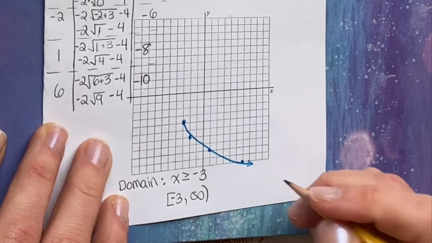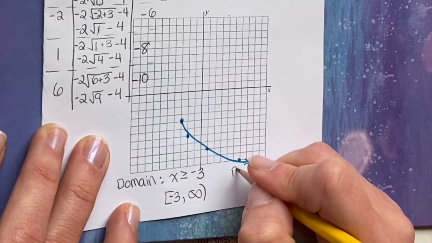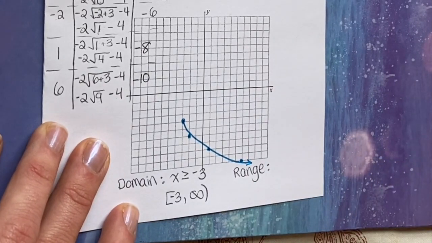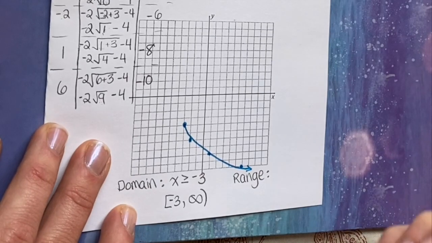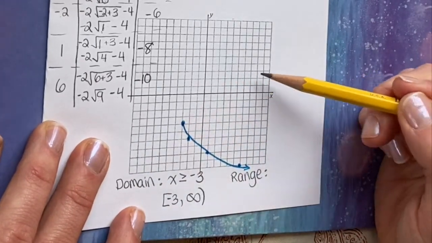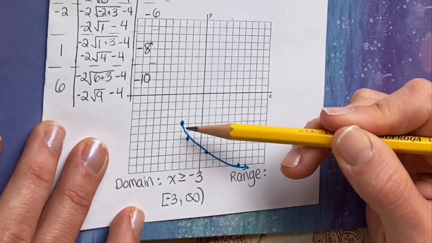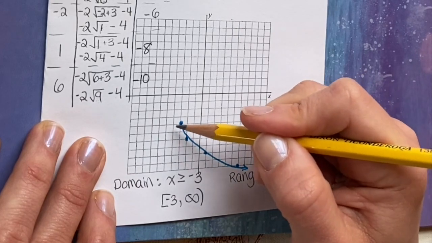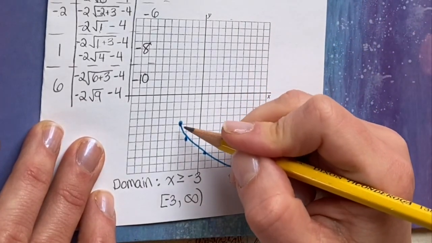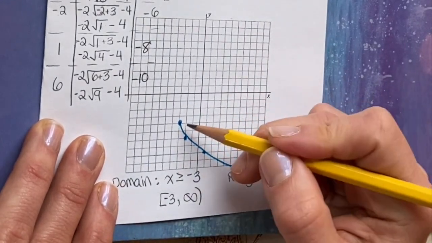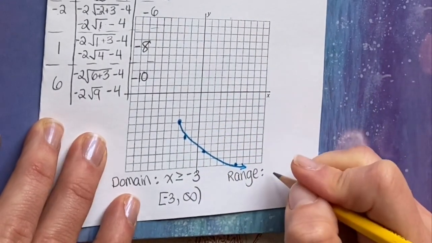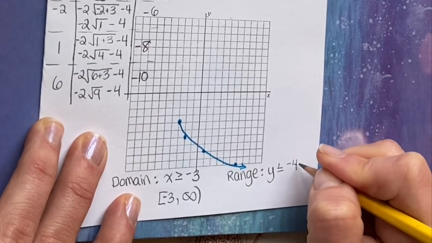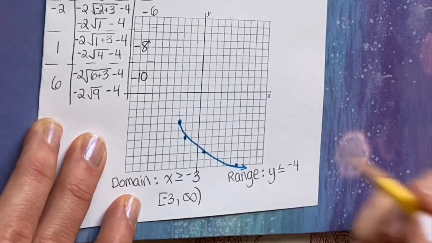Our range. Here, our range is affected not only by our endpoint, it's also affected because of that reflection that we had. So notice instead of the y values going up, these y values are going down. The highest y value is where our endpoint is at -4. And then our y values just keep decreasing. So here, y is less than or equal to -4. So this is the highest it goes, and then it just keeps going lower.